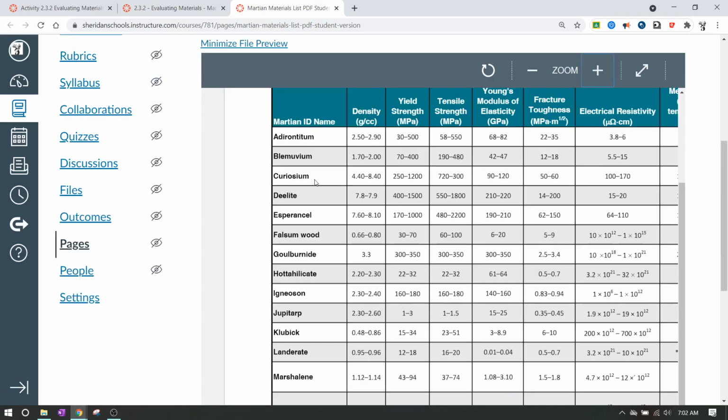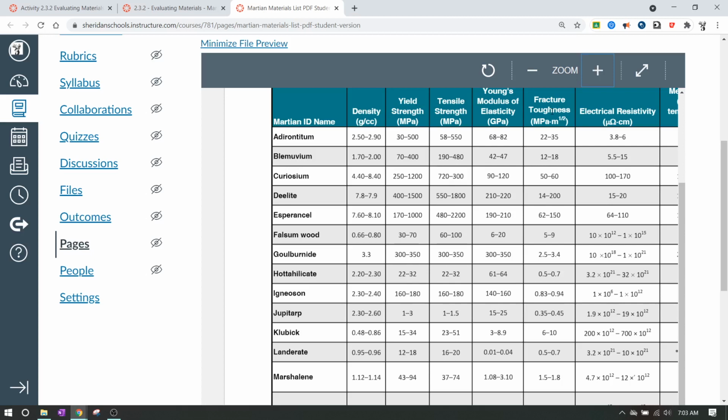All right, so if we look at this material list, it gives you several different properties that you can use, and all of the Martian ID names of these materials are going to have different properties that go along with them. So if you're trying to look for something by its density, you would use these numbers. If you're trying to look at something by its yield strength, it's going to be these numbers. If you're looking for tensile strength, it's going to be these numbers.